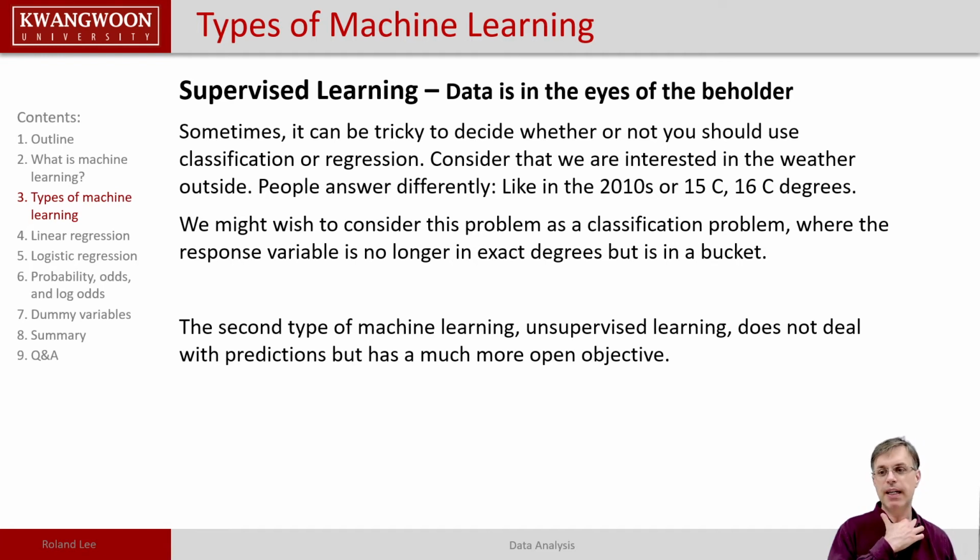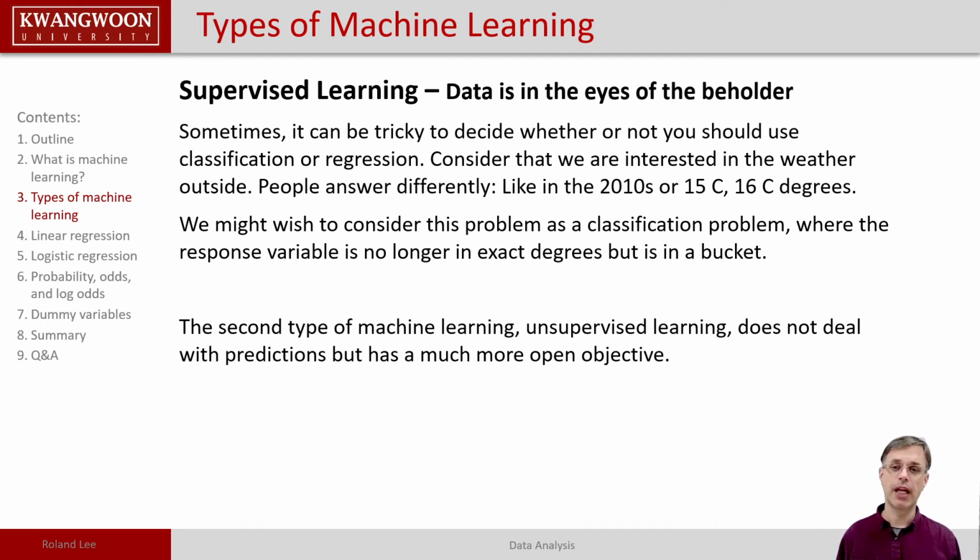Now, data is in the eyes of the beholder as the next topic. Sometimes it can be tricky to decide whether you should use classification or regression. Consider that we are interested in the weather outside. We could ask the question, how hot is it outside? In which case your answer is on a continuous scale, and some people answer 60.7 degrees, 31 degrees, 37 degrees, 31.2 degrees.